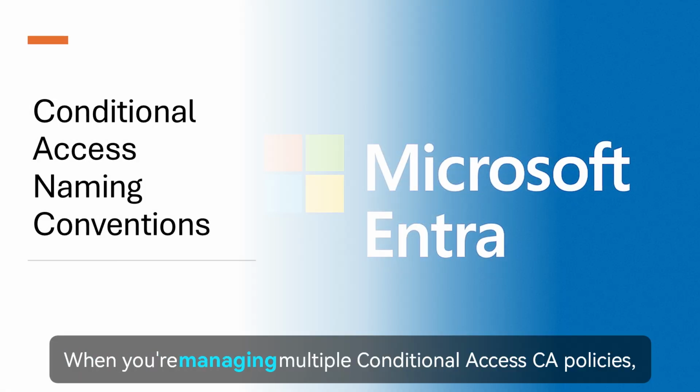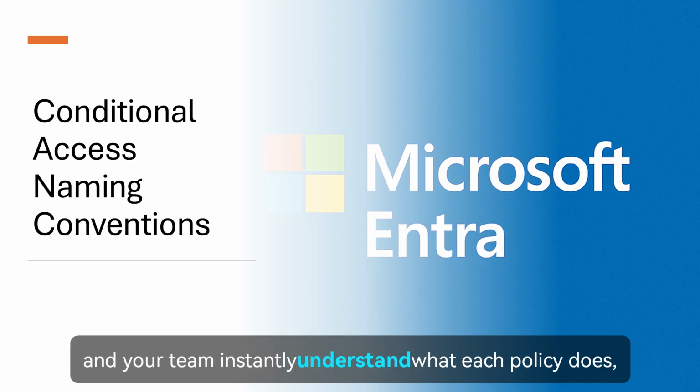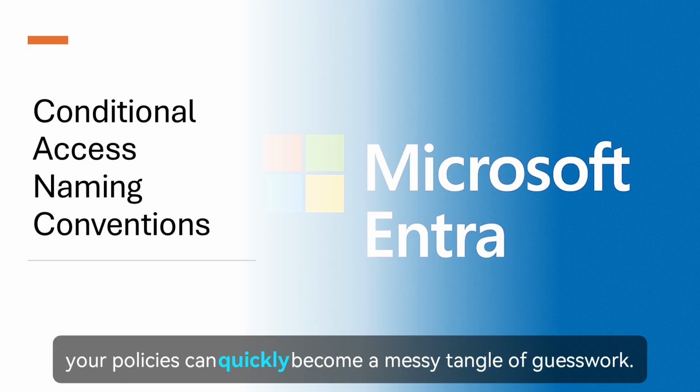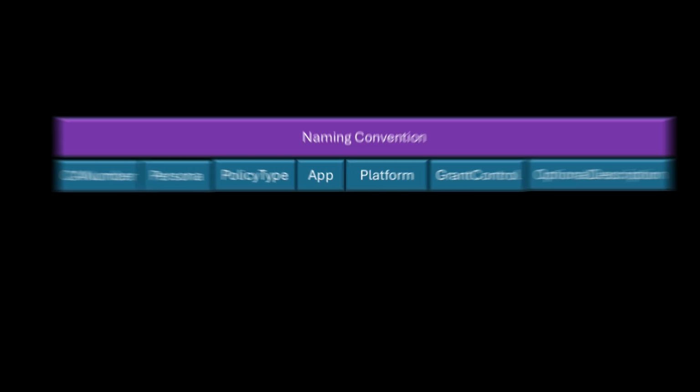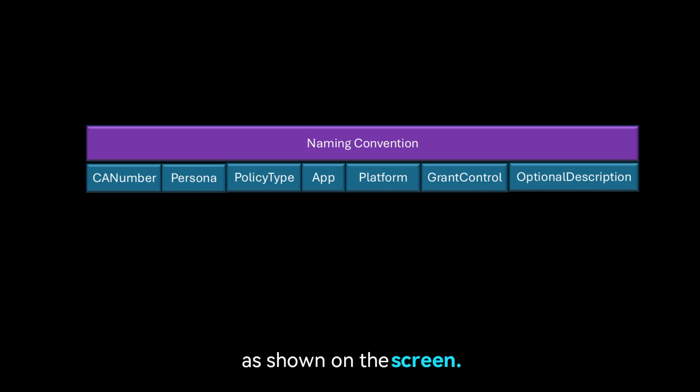When you're managing multiple conditional access (CA) policies, clarity is power. A consistent naming convention lets you and your team instantly understand what each policy does, who it's for, and what it protects. Without it, your policies can quickly become a messy tangle of guesswork. To make things simple and scalable, use this structured format as shown on the screen.